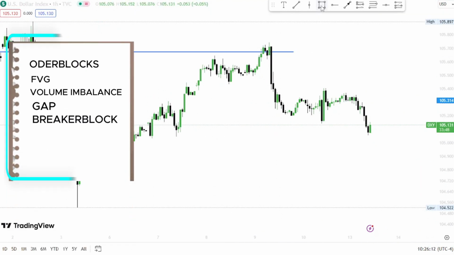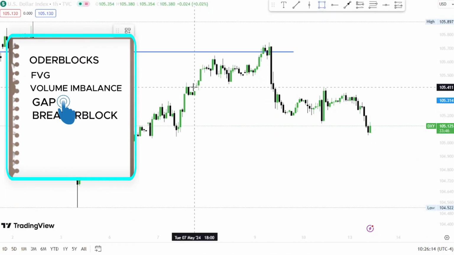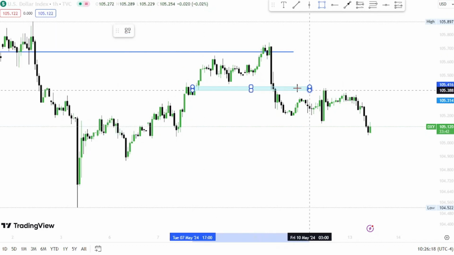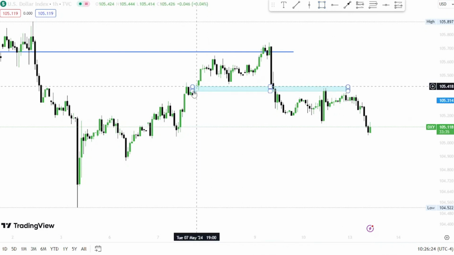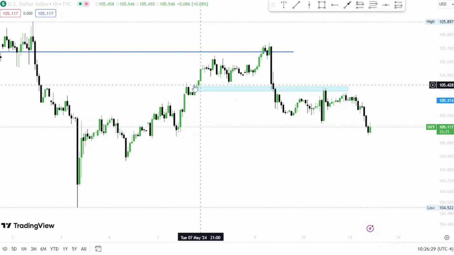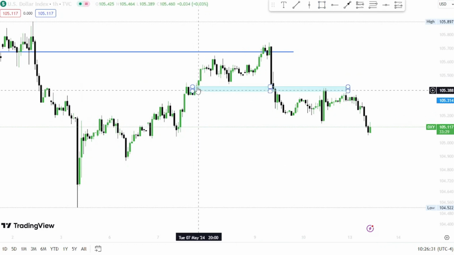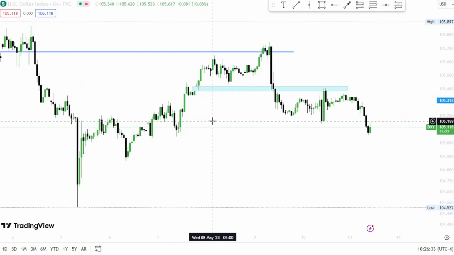And the second PD array that we will discuss, it's a gap. I think the gap is self-explanatory. It's just a gap in the market. There's no bodies or even wicks. It's just a gap in the market.